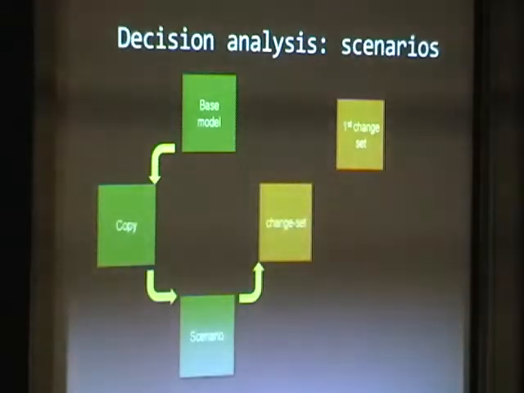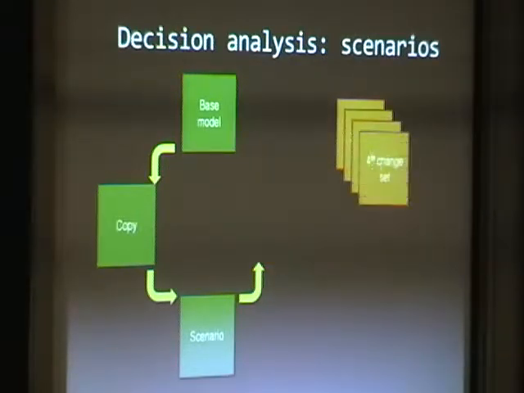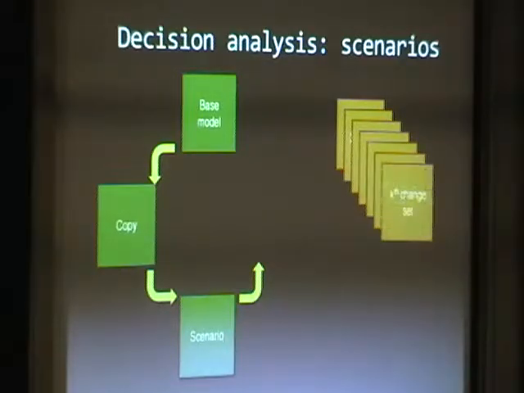Then we repeat the same. We copy again as many times as the user wants. So we create another change set, and many scenarios that are variations of the same base model. But every scenario is a small text file made up of the changes. So this is a very cheap way to capture many scenarios of even big projects, because the size of the scenario is proportional to the number of changes.